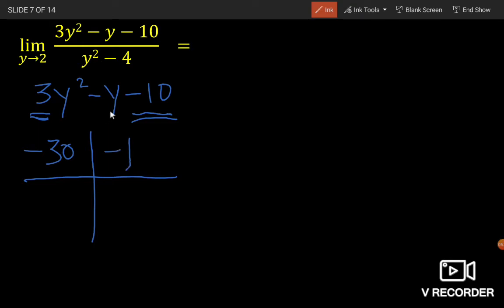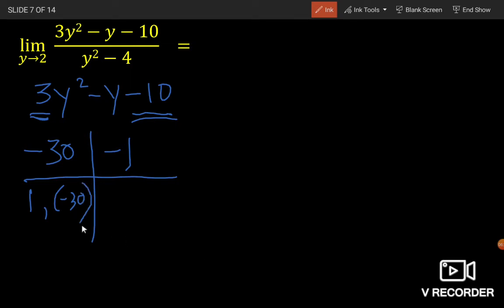So what we need to do is find two factors such that if you multiply them, you get negative 30, and when you add them, you get negative 1. Let me repeat. I need two factors where if you multiply them, you get negative 30, and if you add them, you get negative 1. Negative 30 comes from the product of the leading coefficient 3 multiplied by the constant negative 10, while negative 1 is the coefficient of the variable y. So for negative 30, let's put 1 and negative 30.